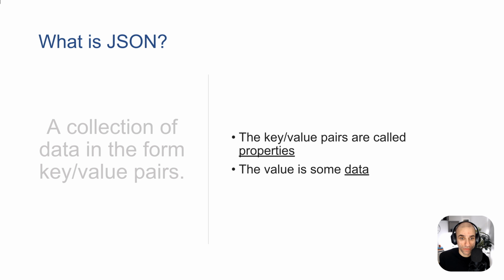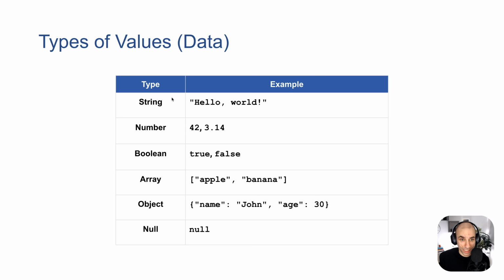That data can be of different types, and those types are listed here: string, number, Boolean, array, objects, so nested objects, or basically another key value pair collection. And it can also be null. Basically, sometimes there's no value.